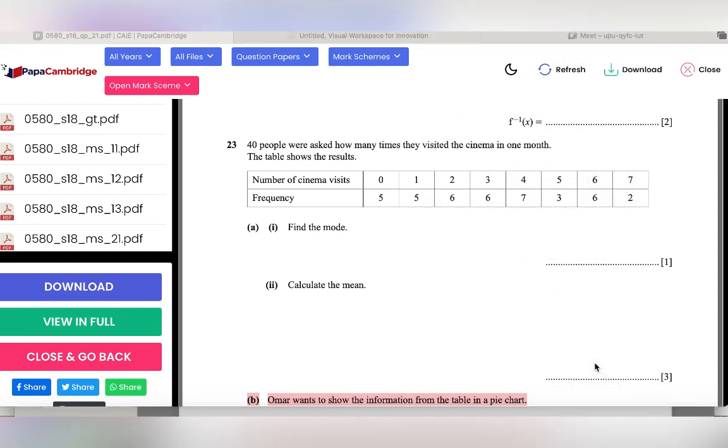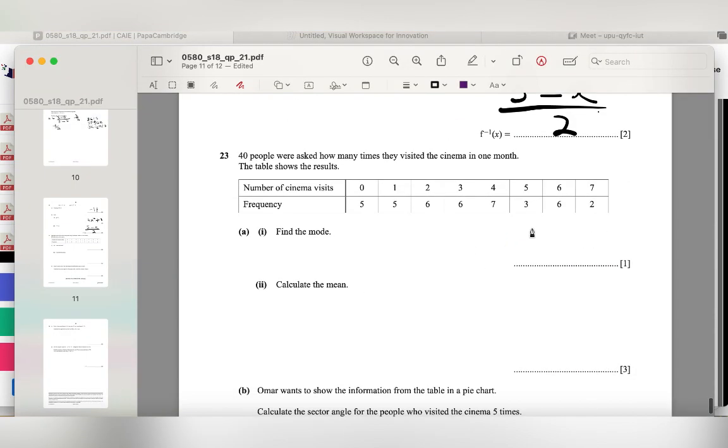The one with the highest frequency is the mode. It's just 1 mark. So the mode is 4, this 4, because it has the highest frequency. There's no frequency bigger than 7 in the distribution in the table. Okay, so the mode is there.